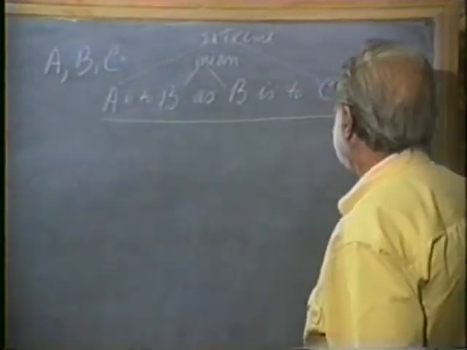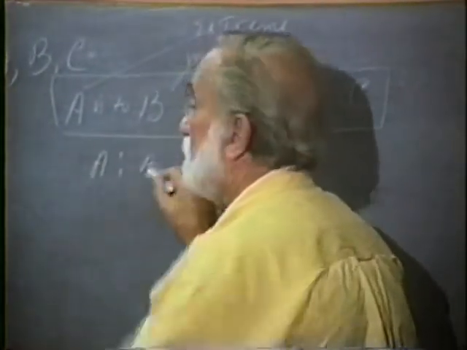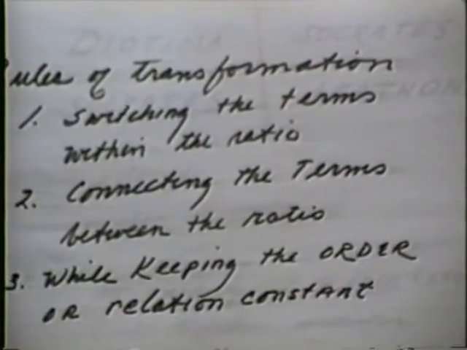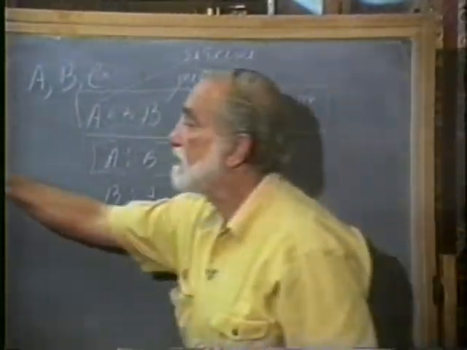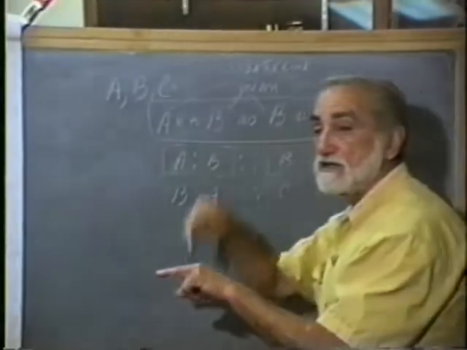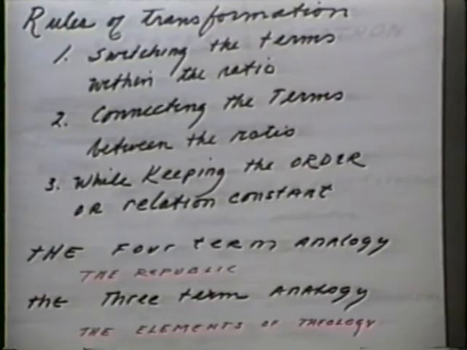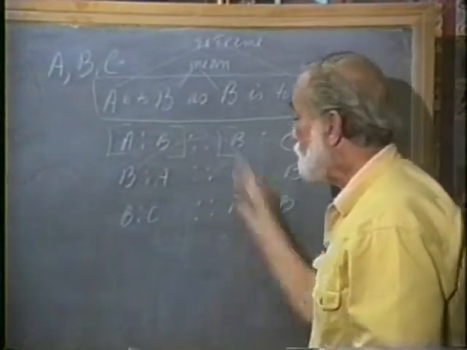There's my original three-term analogy called the mean analogy. What's the first thing I do? Switch the terms within the ratio. This is a ratio. This is a ratio. Therefore, I could equally say, what do I do next? I connect the terms between the ratios, therefore it's going to be B, C, A, B, agree? All right. Now that I've done that, what can I do? Switch them again?